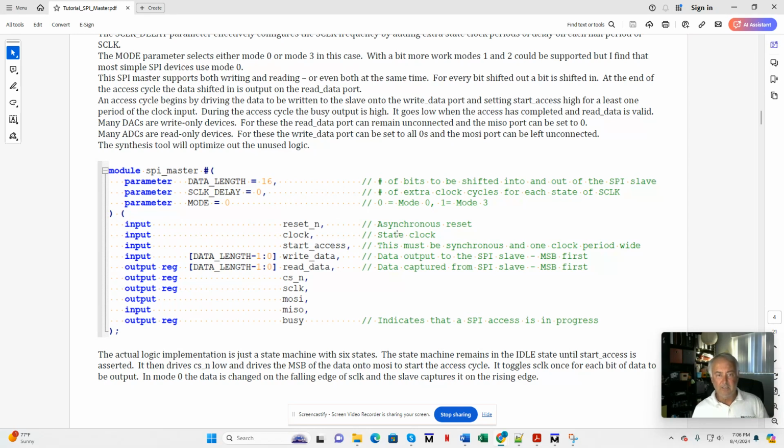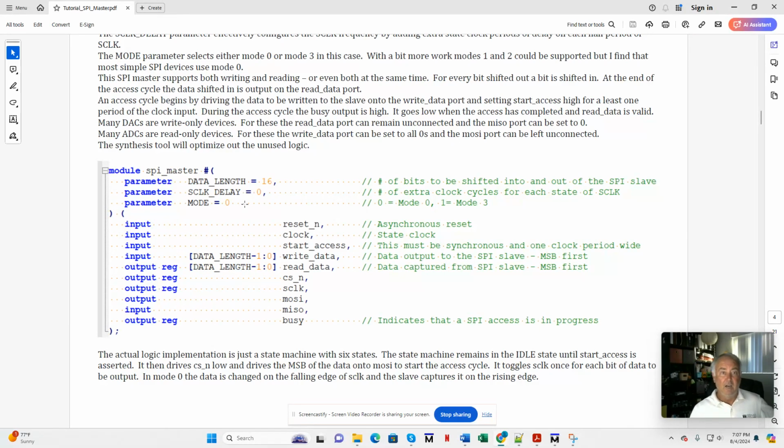If S-clock delay is 1, we're going to dwell on S-clock high for 2 clock periods, and we're going to dwell on S-clock low for 2 state clock periods. So that's going to essentially halve the frequency from 50 to 25 megahertz if your state clock is 100, and so forth. And then mode, there are plenty of implementations that support all 4 modes. I'm lazy. Most of these simple SPI devices are just mode 0. I've seen a few that do others, and I support them as needed.